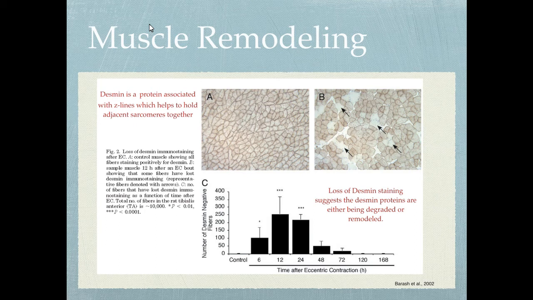And as you notice, from control to 6 to 12 hours, more and more fibers are losing desmin, and that doesn't come back to baseline until about 72 hours. So a loss of desmin staining indicates that the desmin proteins are either being degraded or remodeled. It's likely a combination of the two.